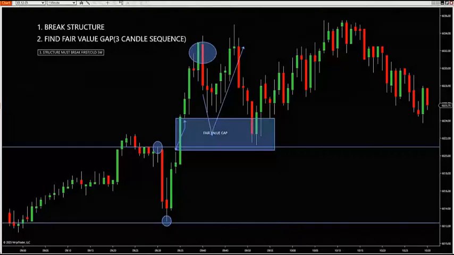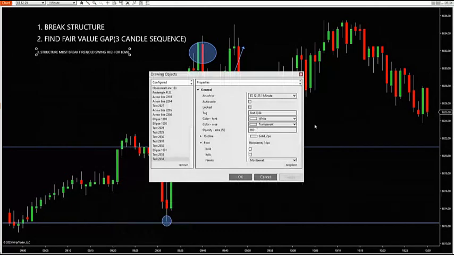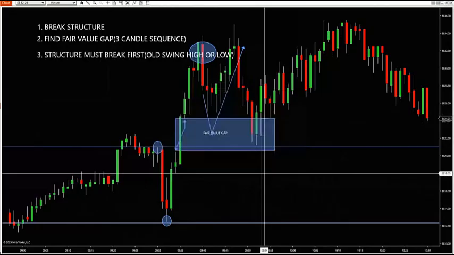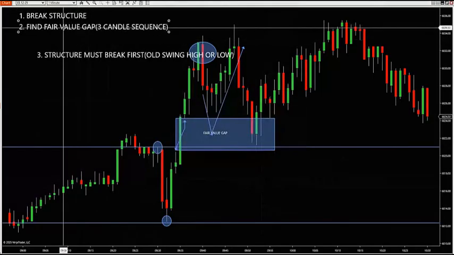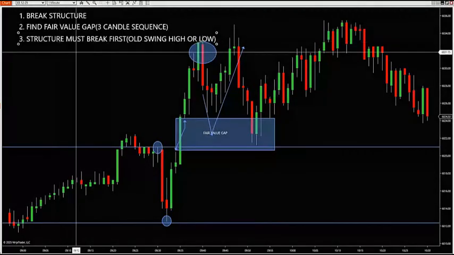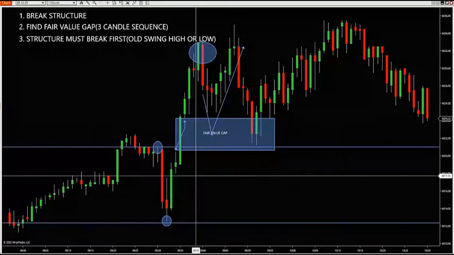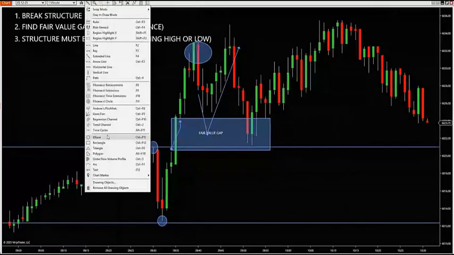Old swing high or low. Okay. Very simple. Easy to do. So you break structure. Structure must be broke. Old swing high or swing low, right? That's this number 1. So how we find the fair value is we look at a 3-candle sequence. So here was our candle that broke out above the 5-minute opening range.